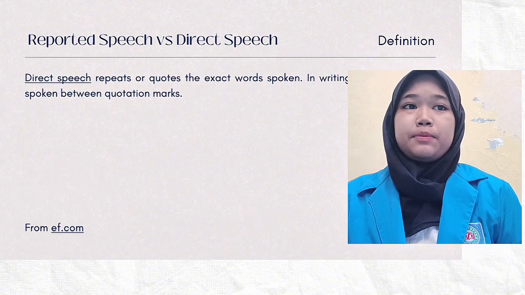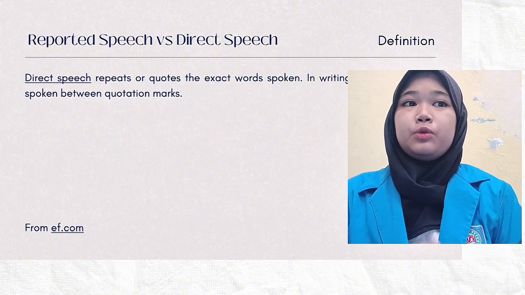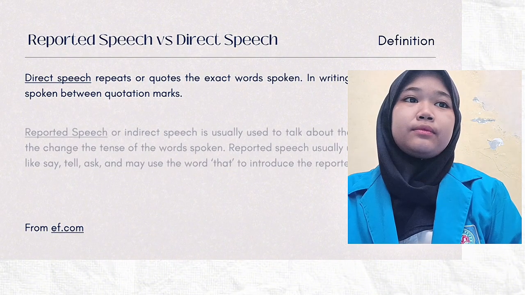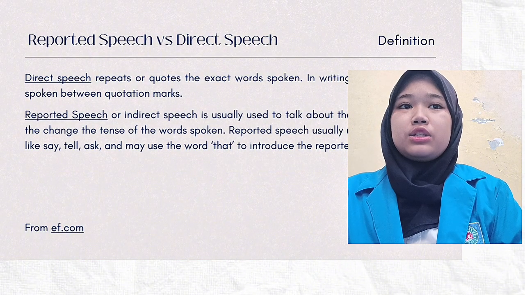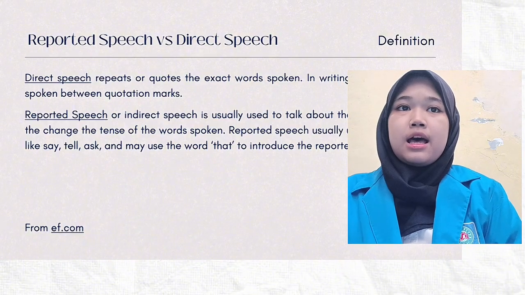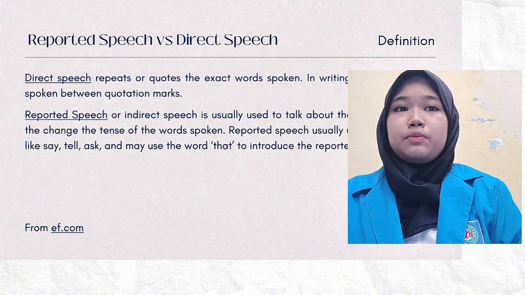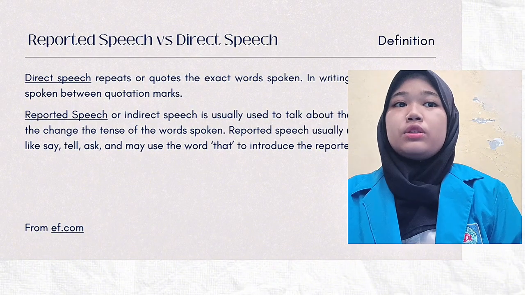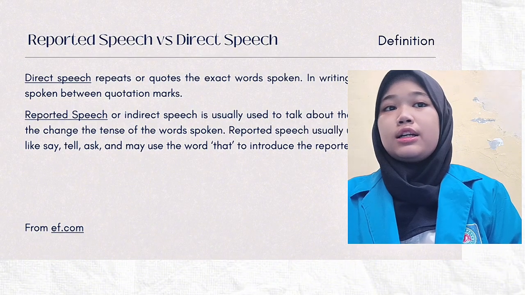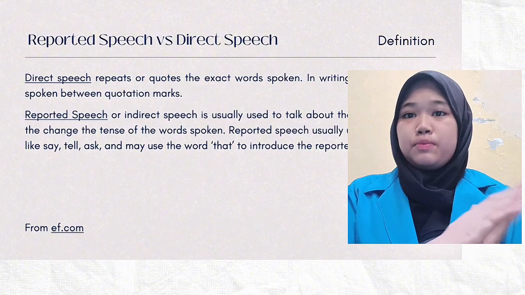Direct speech repeats or quotes the exact words that are spoken. In writing, place the words spoken between quotation marks. Reported speech, or indirect speech, is usually used to talk about the past, so normally the tense of the words spoken changes. Reported speech usually uses reporting verbs like say, tell, and ask, and may use the word that to introduce the reported words. So that's the difference between direct speech and reported speech.